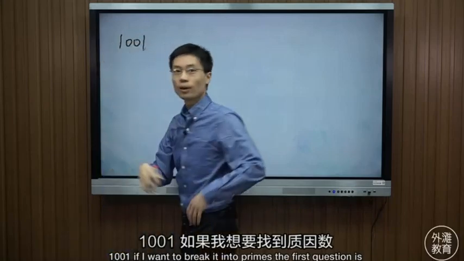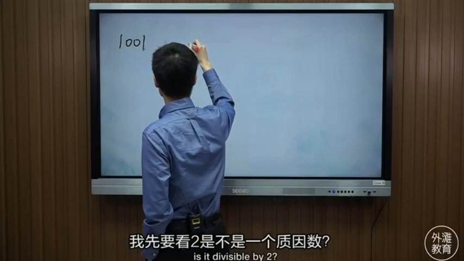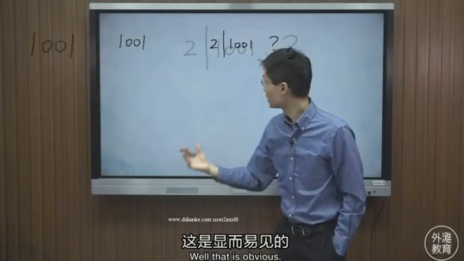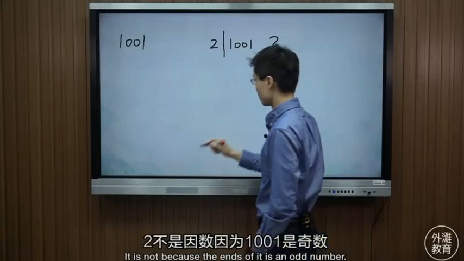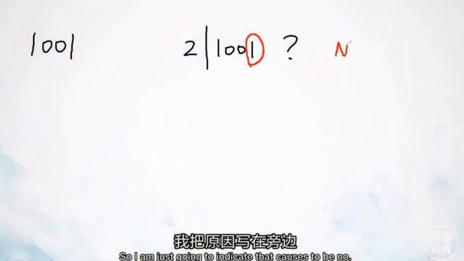1001. If I want to break it into primes, the first question is, is it divisible by 2? And you'll already see me writing this vertical bar. Well, that's obvious. It's not, because the end of it is an odd number. So I'm just going to indicate that the answer is no.